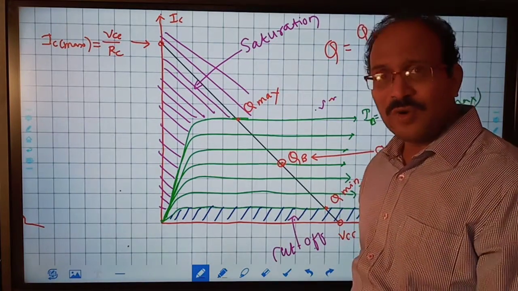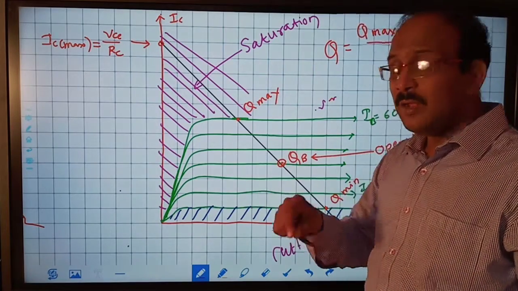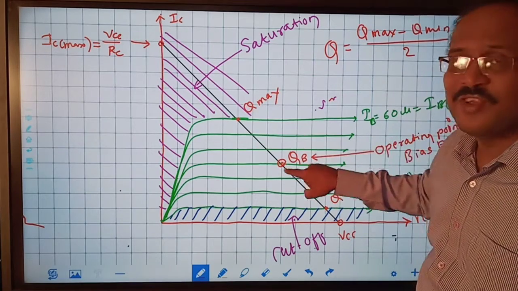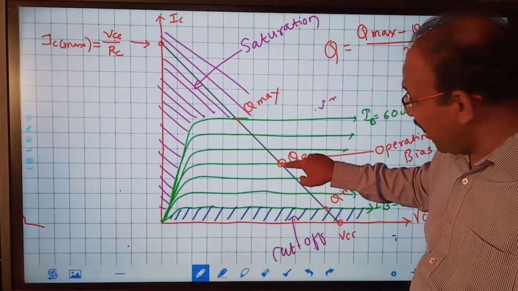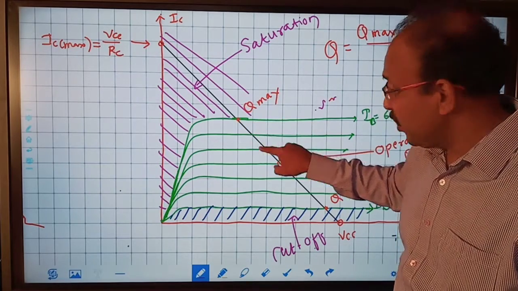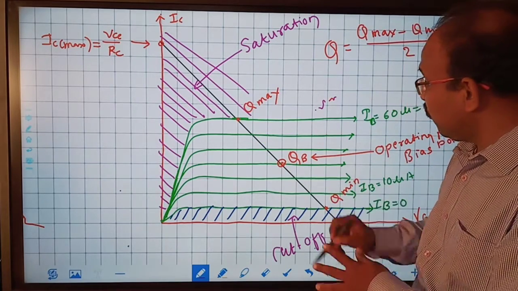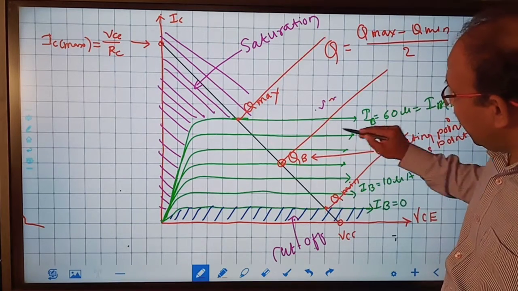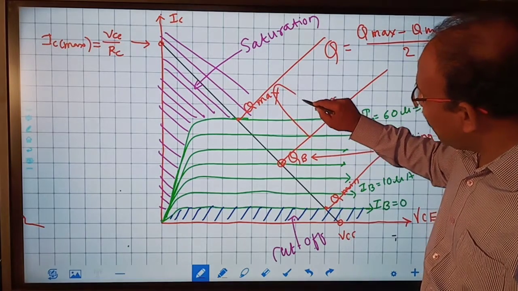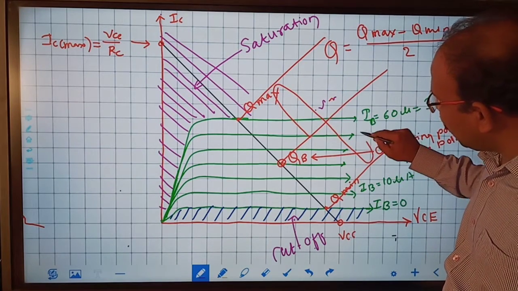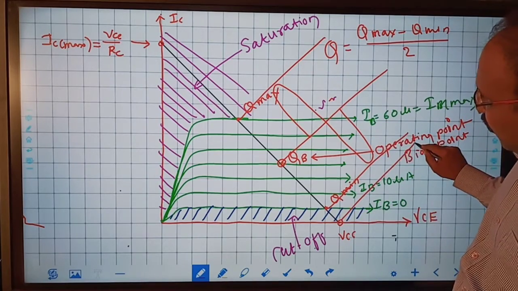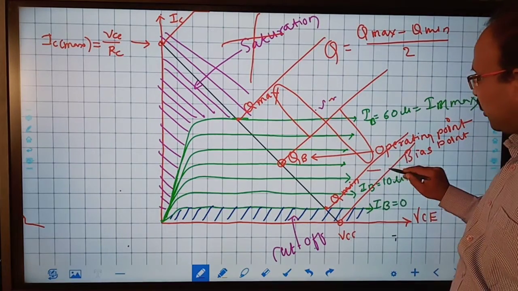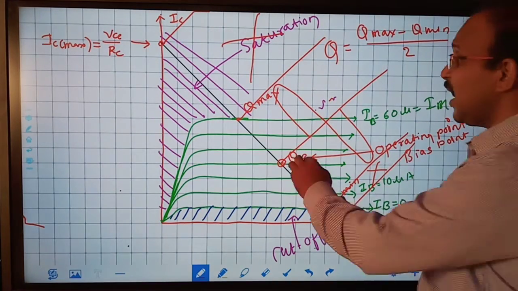But that statement was wrong. The new statement I want to make: the Q should be at the center of the active region, because our maximum Q should shift here and minimum till here. So if you want to draw the line here, then it shouldn't enter into saturation and it shouldn't enter into cutoff. Below this is not allowed. Above this is also not allowed. This is the restricted saturation area, and this is the cutoff area. So Q should be in the active region only.